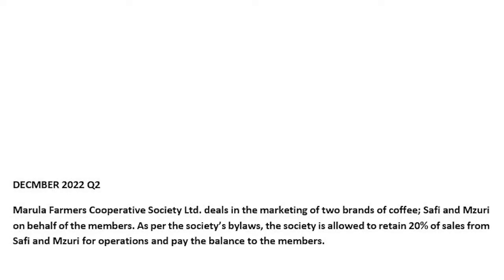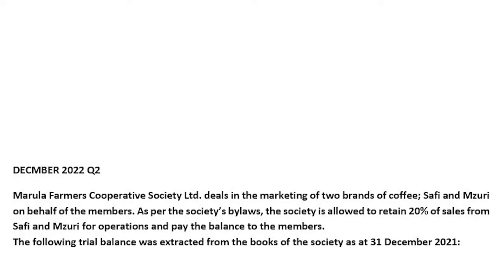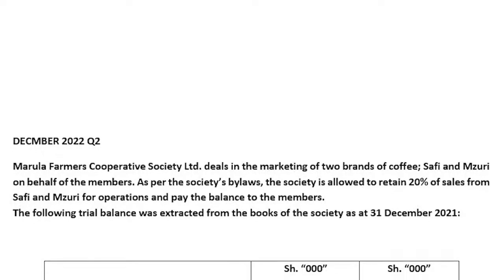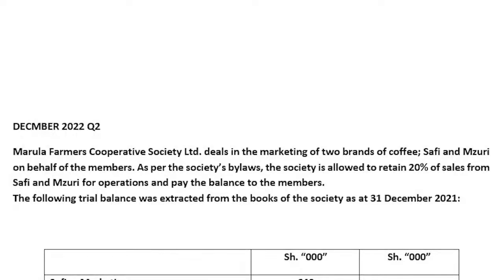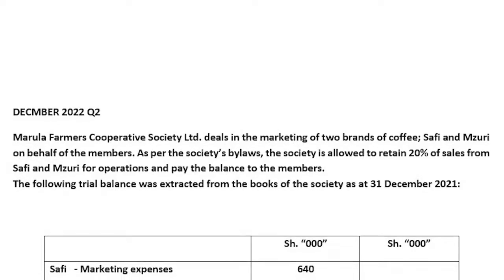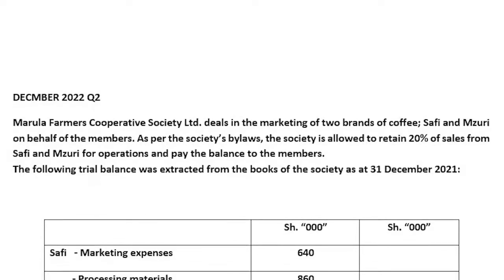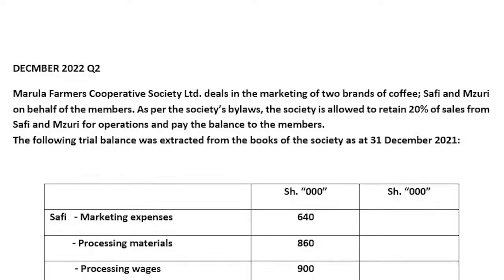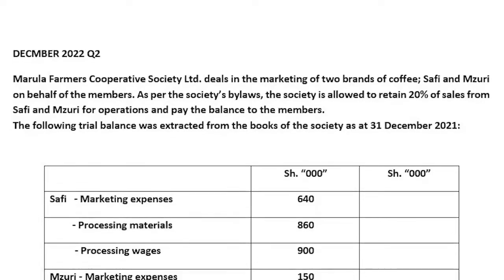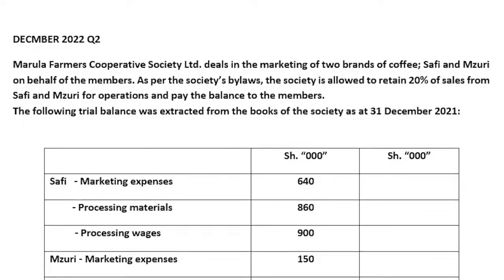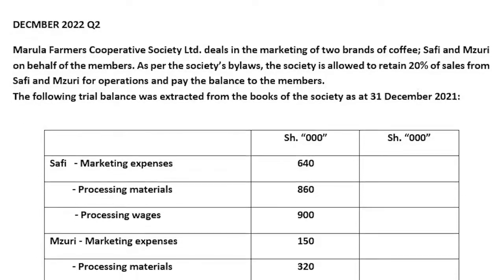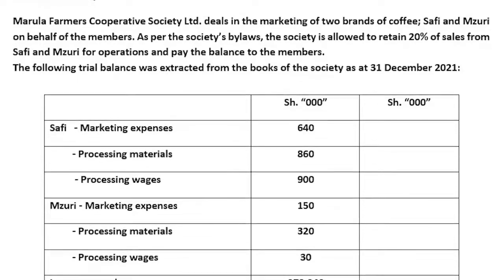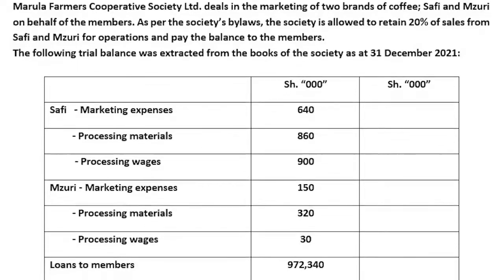So we are told Marura Farmers Cooperative Society deals in marketing of 2 brands of coffee, Safi and Mzuri, on behalf of the members. As per the society's bylaws, the society is allowed to retain 20% of the sales for Safi and Mzuri for operation and pay the balance to the members. The following balance was extracted from the books of the society as at 31st of December 2021.